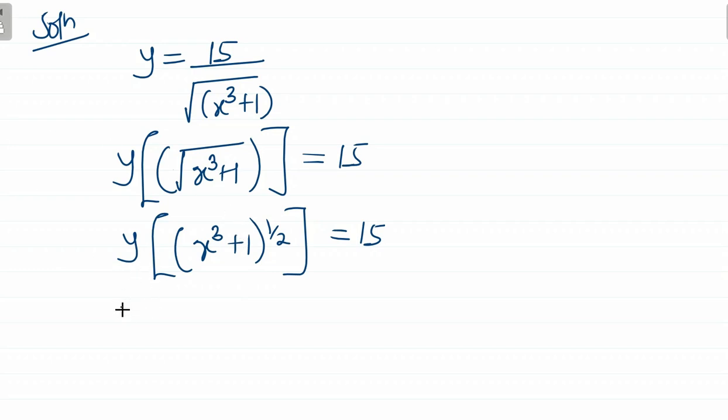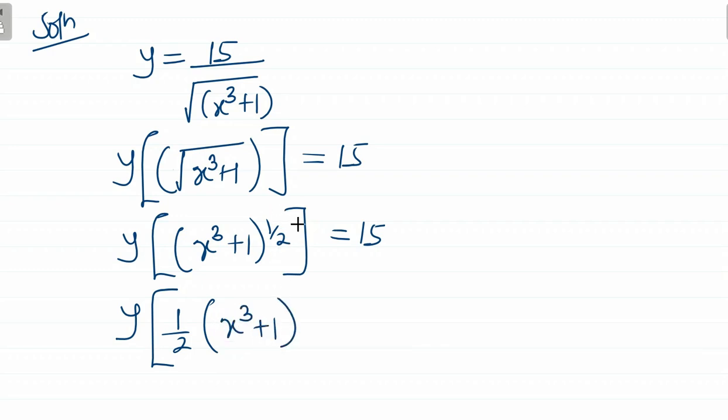That is, we maintain y and then we differentiate the function in the bracket. So in this case, the exponent half will multiply x³ plus 1. So that gives us half multiplied by x³ plus 1.